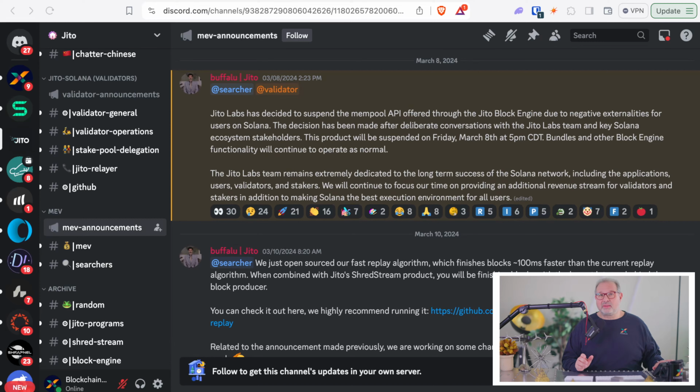All right, the mempool in Jito, right? So let's look into two functionalities, because they are writing here the mempool will be suspended, but bundles will continue to operate as normal. So let's look into these two things. What is the mempool and what are bundles? So let's start with the bundles.